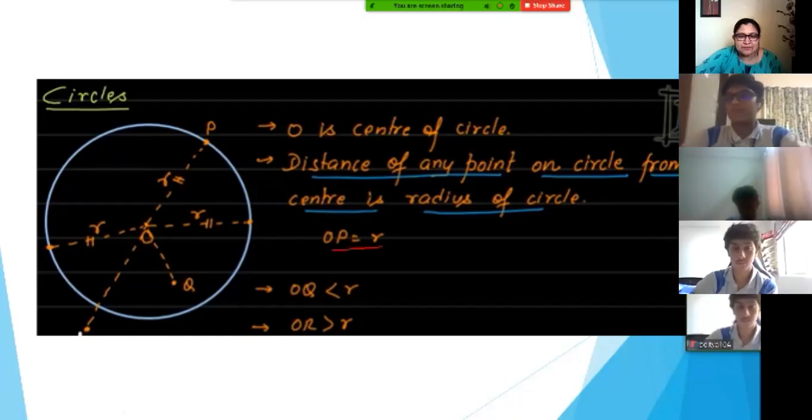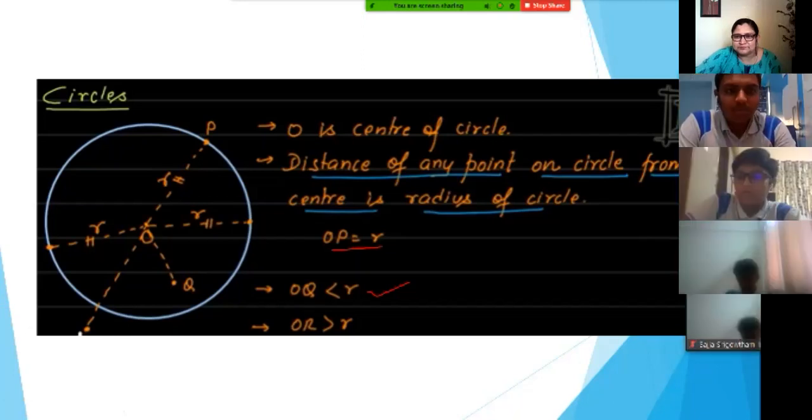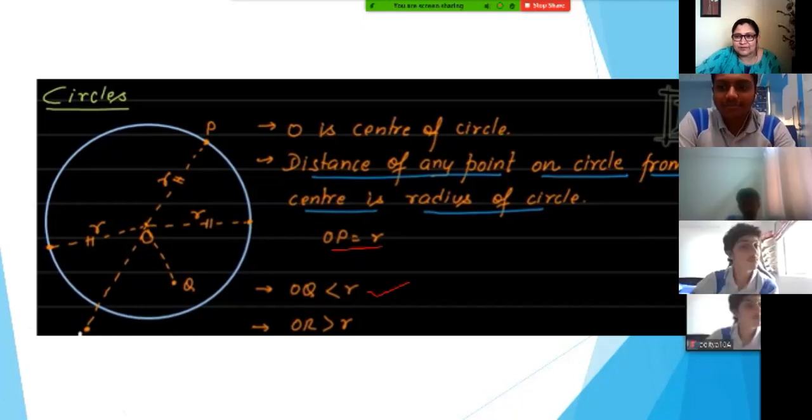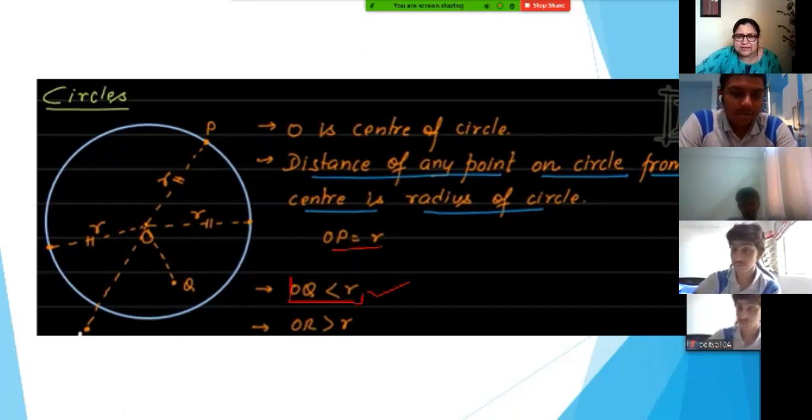OP is R. Then OQ is less than R. Where is OQ? If we say OQ is less than R, where should point Q be then? Inside the circle. Outside? Think and speak. Ma'am, can you repeat the question? OQ is less than R. What does that mean? Within the circle. It is an internal point. Inside the circle.